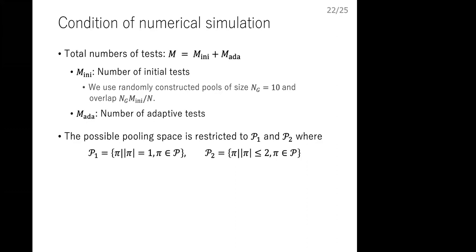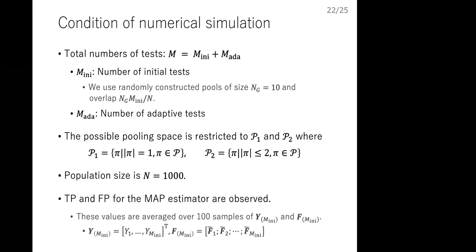P1 is the set of pools with size 1, and P2 is the set of pools with size 2 and size 1. Of course, we can consider a wider range of possible pooling space, but we choose P1 and P2 for the simplicity in the computation. And the population size is fixed at n equal 100. As in the numerical simulation in the former part, TP and FP for the MAP estimators are observed. These values are averaged over 100 samples of the test result and pooling matrix in the initial stage.